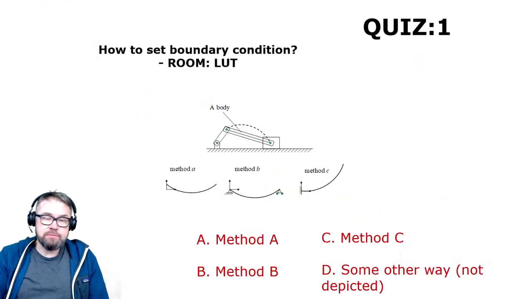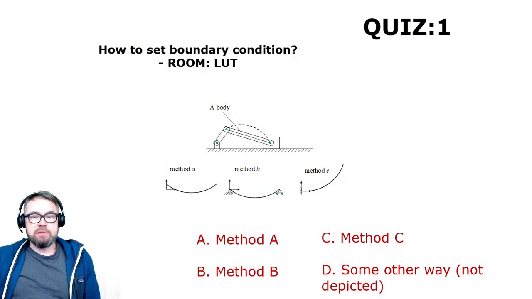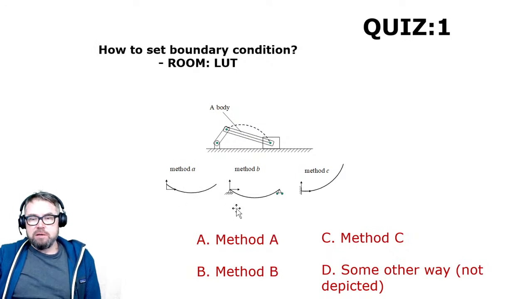What do you think? So how to set the boundary condition? First method, floating in space; simply supported beam condition; fixed boundary condition; or something else which is not showing in these three options. So which one is correct?